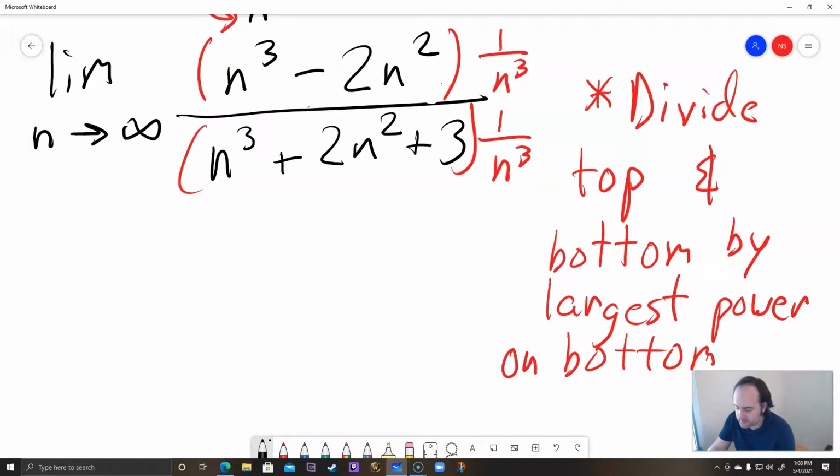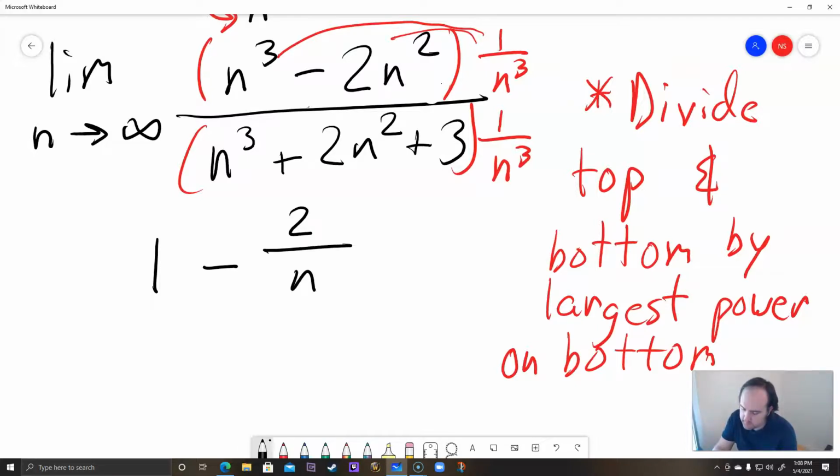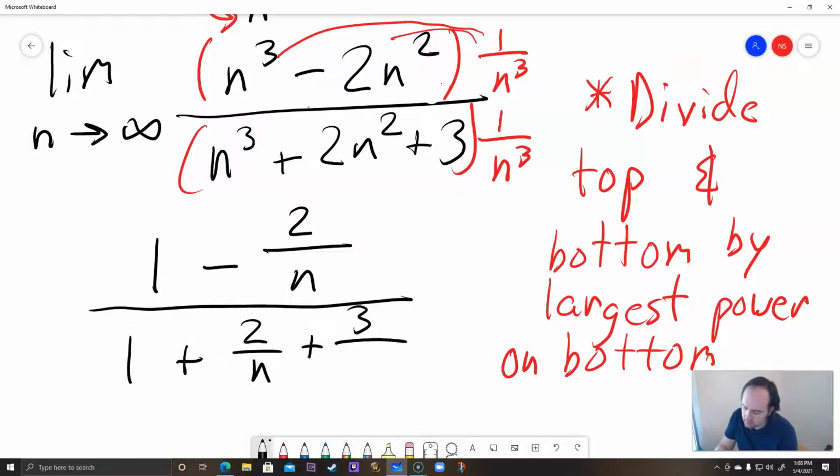And then if we distribute on the top, n cubed times 1 over n cubed is 1. Okay, so we have 1 minus 2n squared over n cubed, which is going to be minus 2 over n. So we have 1 minus 2 over n on the top. And then on the bottom we have 1 plus 2 over n plus 3 over n cubed. And this is an infinite limit, so we're taking the limit as n goes to infinity.